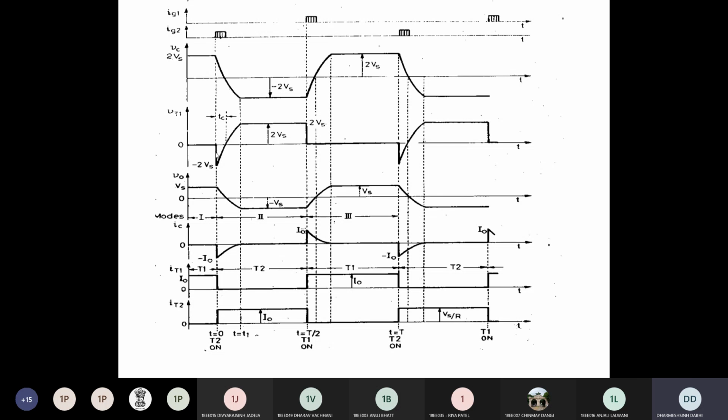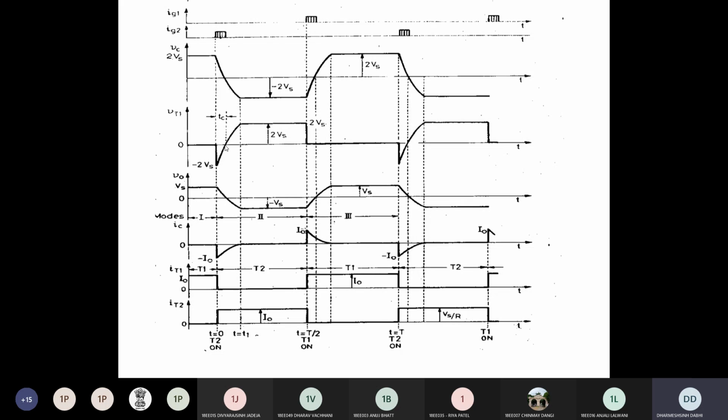Now at this time you see the value of the thyristor voltage across T1. As I know, when you fire T2 at the t equals 0 instant, the capacitor voltage 2 Vs reversely comes across T1. You can see the thyristor voltage: at this instant, the voltage across T1 is minus 2 Vs. And then this voltage across T1 is decreasing because your capacitor voltage is decreasing, because it is discharging now.